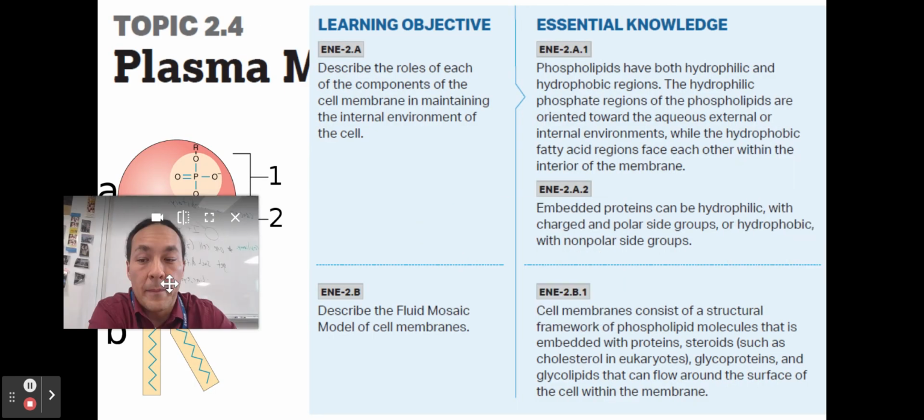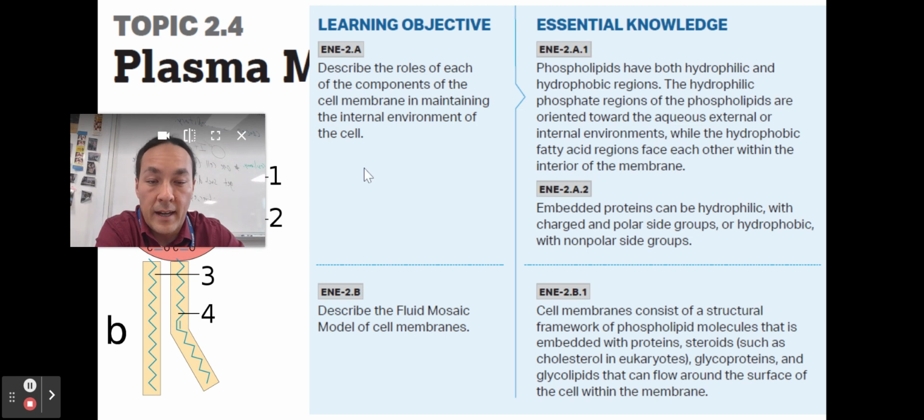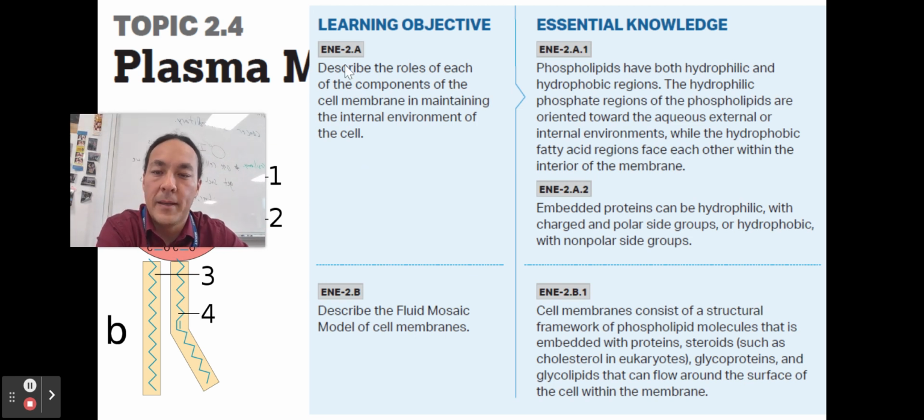Okay, so I'm going to look at the college guide like I asked you to do in the other videos and see what I need to know. I need to be able to talk about the roles of the components of the cell membrane in maintaining the internal environment of the cell. Just like in the previous video, the structure of an organelle leads to its function. The structure of the cell membrane will lead to its function of maintaining the internal environment of the cell. And so we'll learn about that. We'll describe the fluid mosaic model of the cell as well.